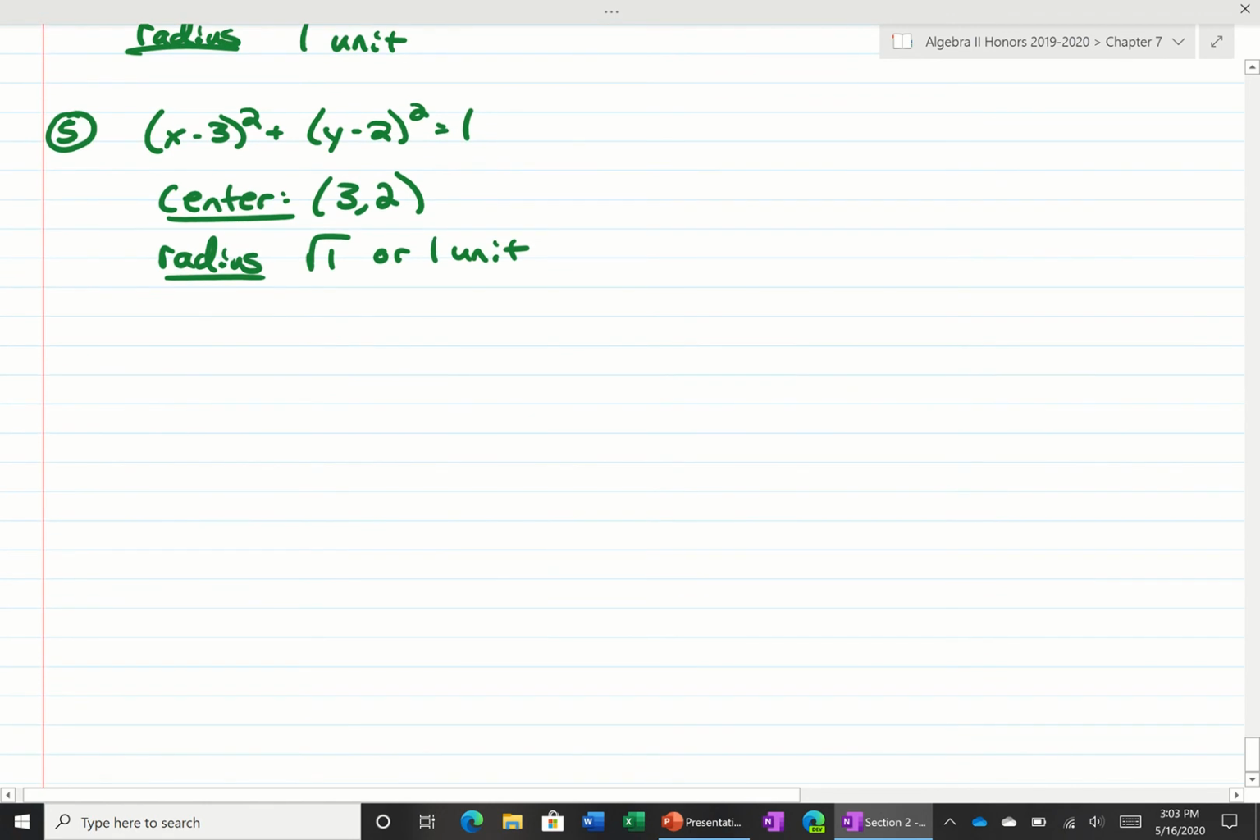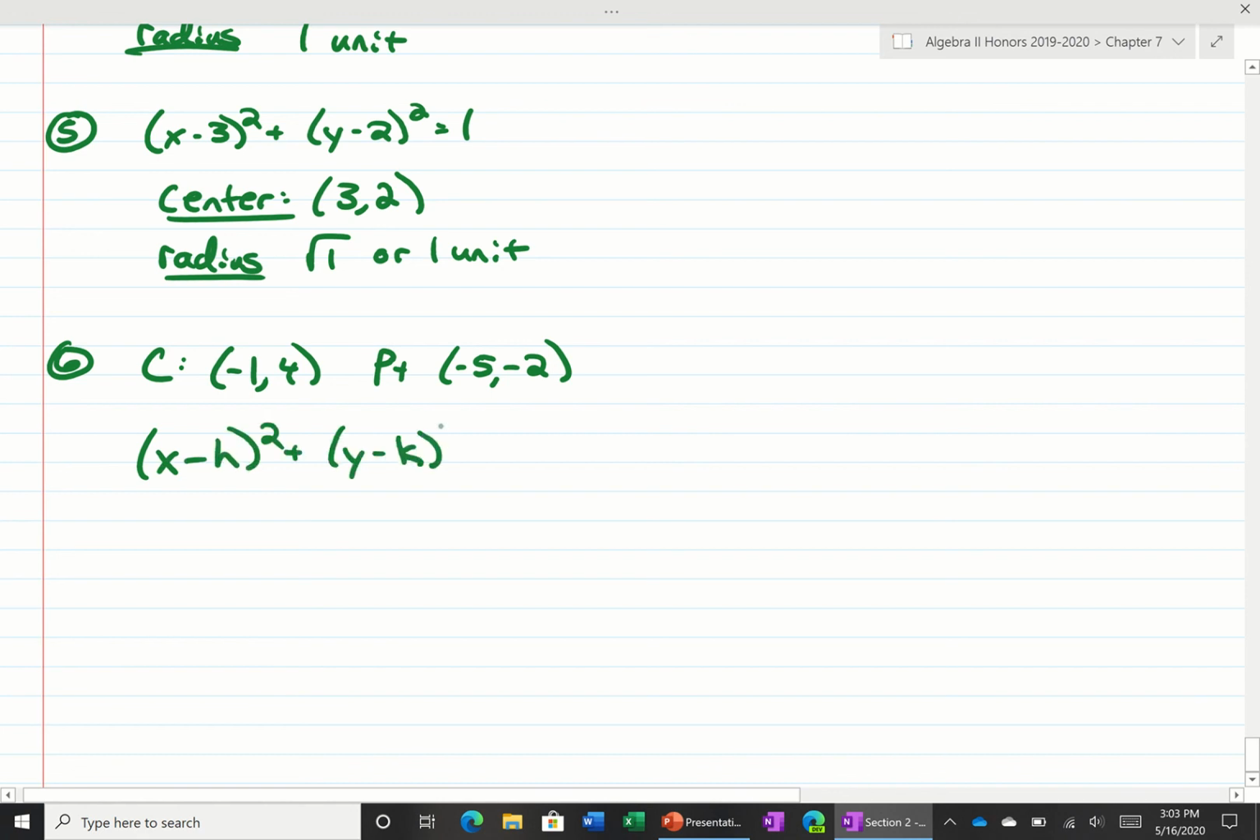And we have one more, problem number 6. It says we have the center of a circle is (-1, 4), and we have a point on the circle is (-5, -2). So this would be (x minus h) squared plus (y minus k) squared equals r squared. If the center is (-1, 4), that's going to turn into +1 and -4.